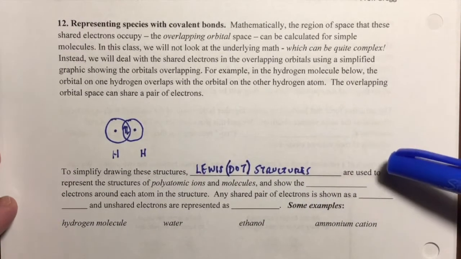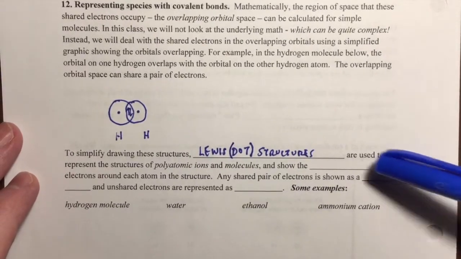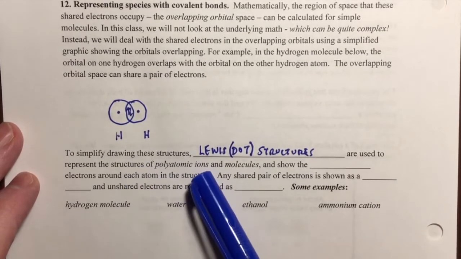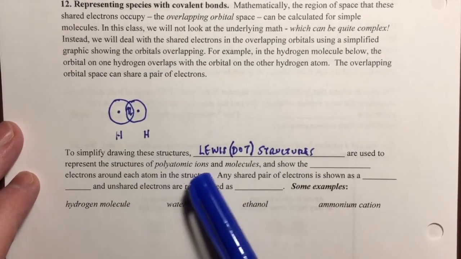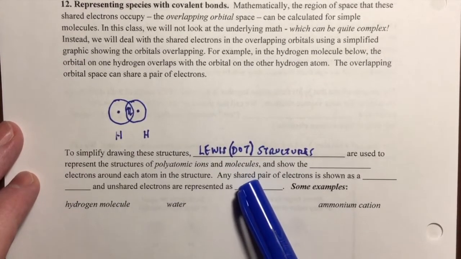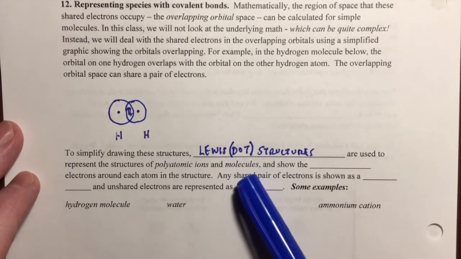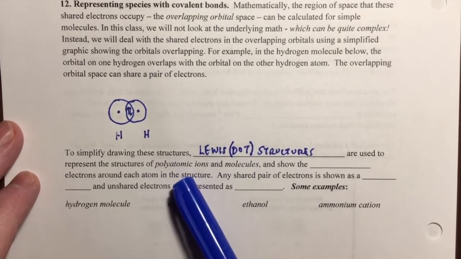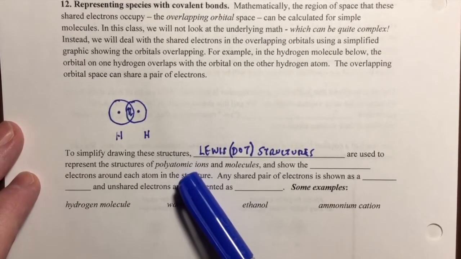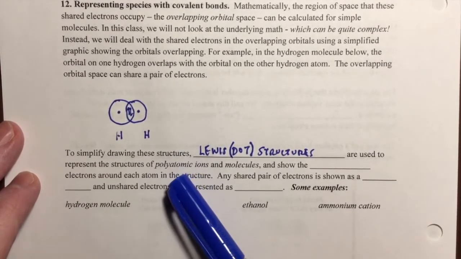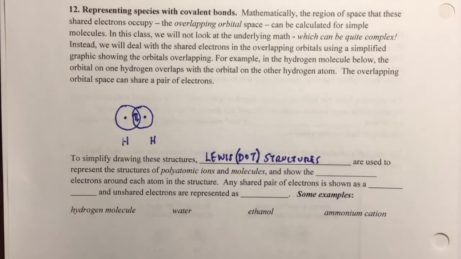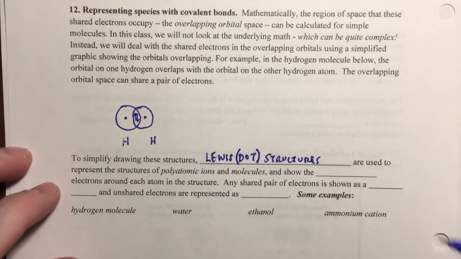Lewis structures are used to represent the structures of polyatomic ions. This is the structure, not the formula, of polyatomic ions and molecules. And remember the definition of a molecule? It is a neutral covalently bonded species. And remember that polyatomic ions are covalently bonded. All the atoms in that cluster are covalently bonded. So how do we represent the covalent bonds when we have these covalently bonded species? We're going to use Lewis structures.